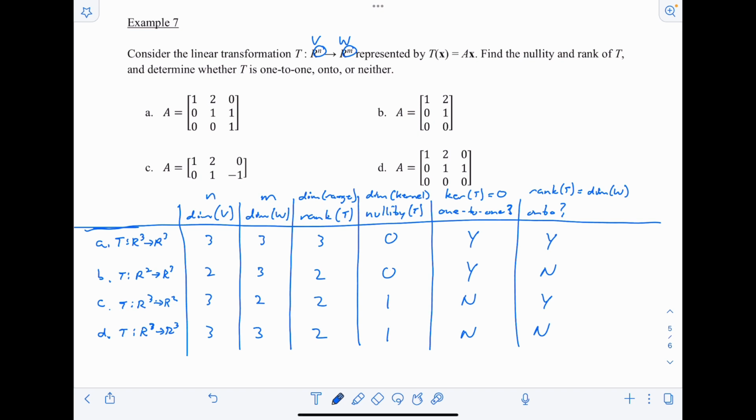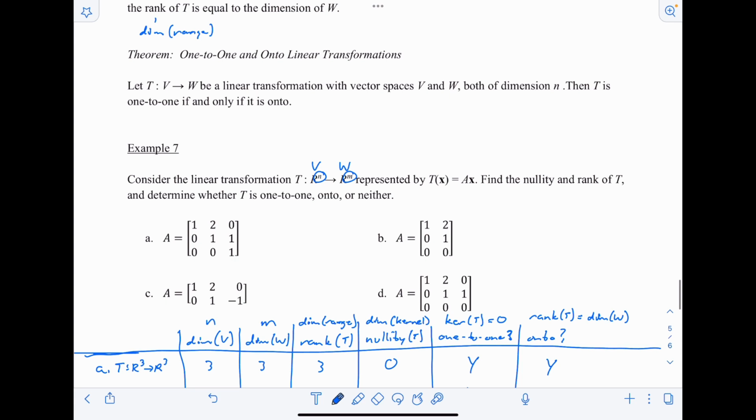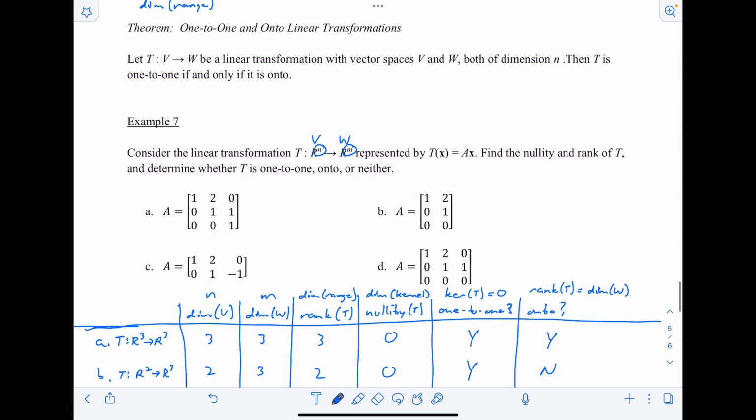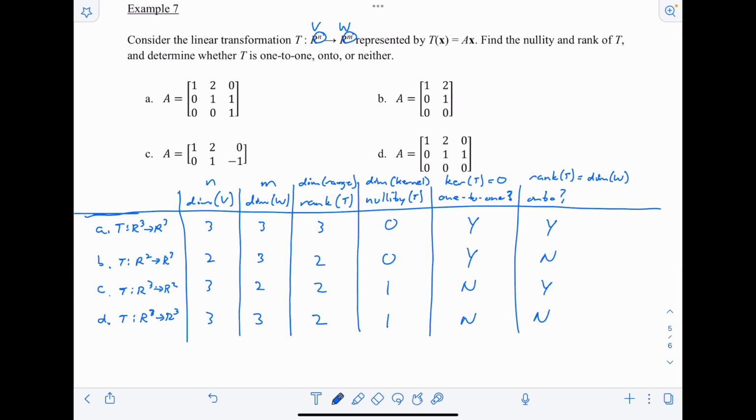All right. Now, obviously, then, when we think about that last theorem where it said that it's both 1-to-1 and onto, remember that both have to be of the same dimension. So in this case, the only two that could have been yes to both 1-to-1 and onto were A and D. A obviously is both 1-to-1 and onto. D is not. It's neither. B and C could not have been two yeses because they didn't have the same dimensions in both V and W. So just kind of a little reminder there.